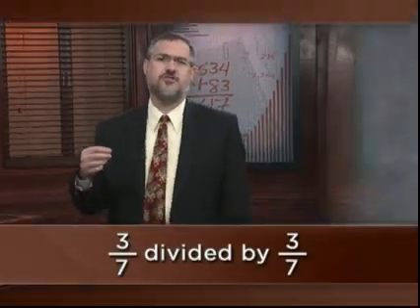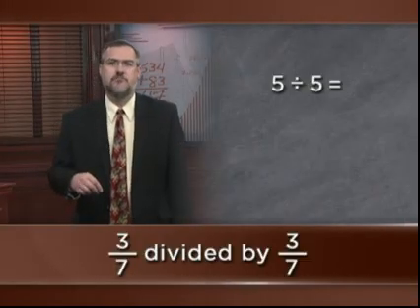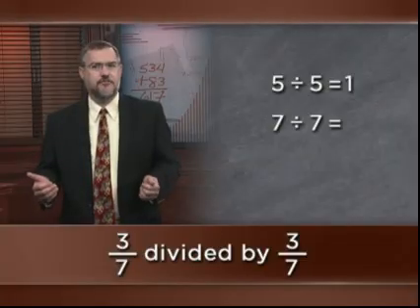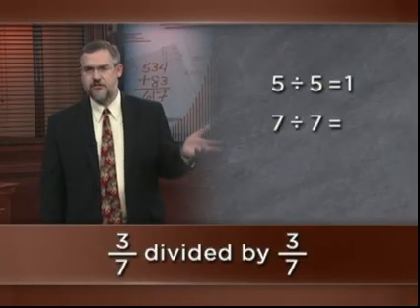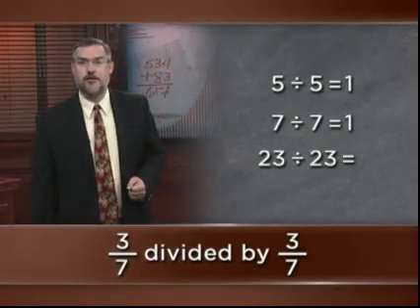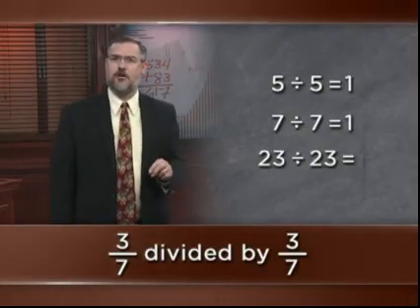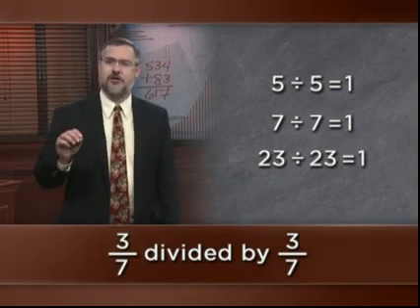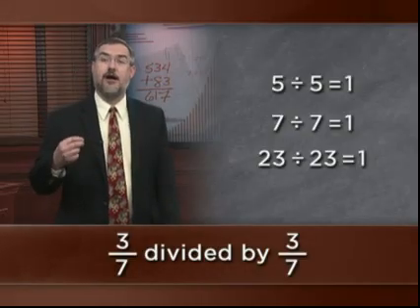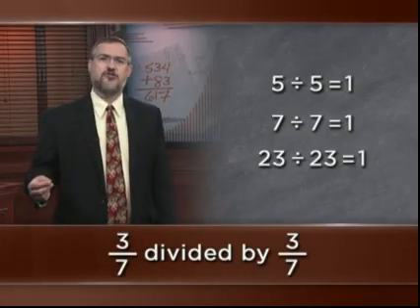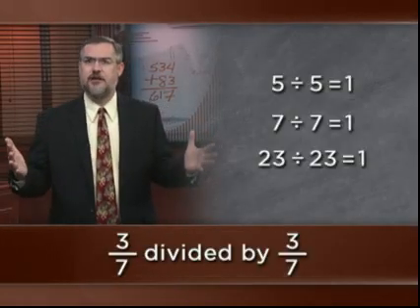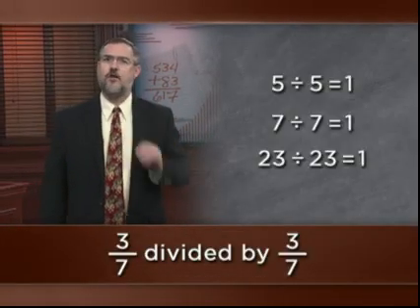What if I asked you to divide 5 by 5? What is 5 divided by 5? Well, it's just 1. What is 7 divided by 7? The answer there is also 1. What is 23 divided by 23? Well, that answer is also 1. It seems like there's a pattern here in the examples I just gave you. When you divide something by itself, the answer you're supposed to get is 1. Even if we did 1,000 divided by 1,000, we would still get 1.